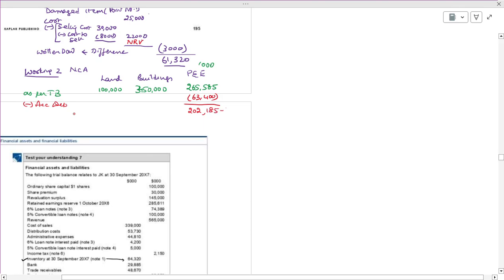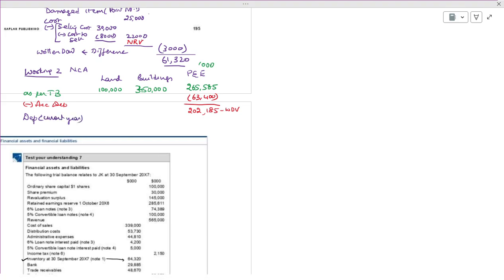202,185. This is the reducing balance value. Now what we have to do is calculate depreciation on this. Is it depreciation for the current year? You do this, and 20 marks are in your pocket. Understand the point?